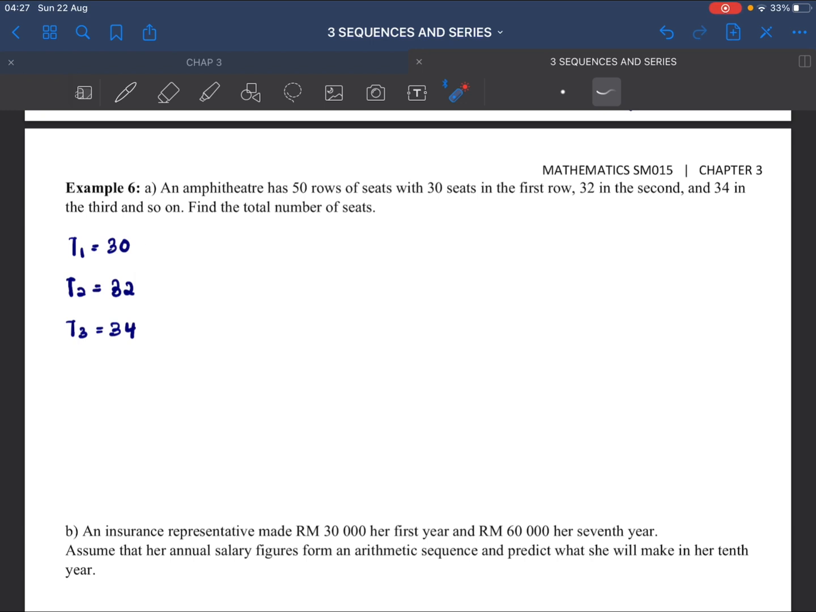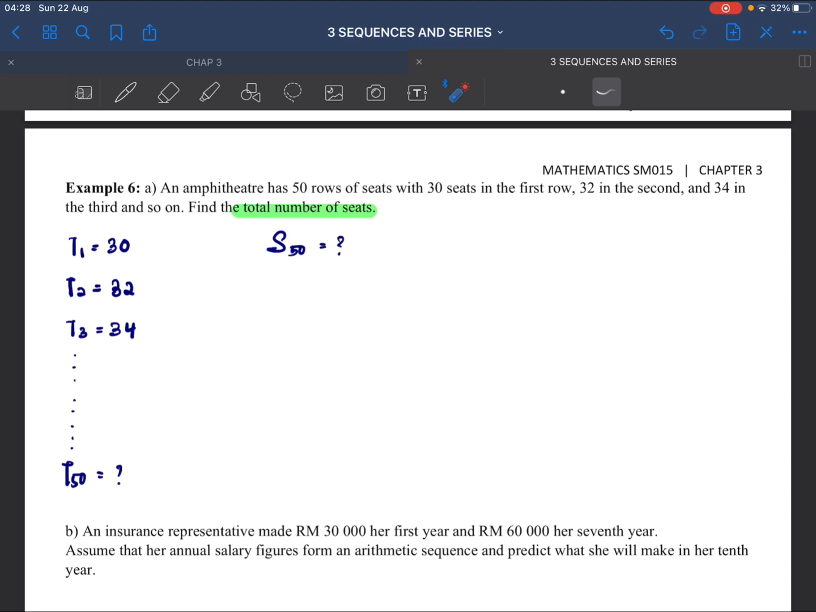So an amphitheater has 50 rows, so this can continue until T50. We don't want to find T50. What are we supposed to find? We want to find the total number of seats. So what does it mean by total number of seats? We want to find S50, the total number of seats, ataupun yang ni tambah yang ni tambah yang ini tambah yang ni sampailah yang ke sini. So again, first we have to take out our a and d.